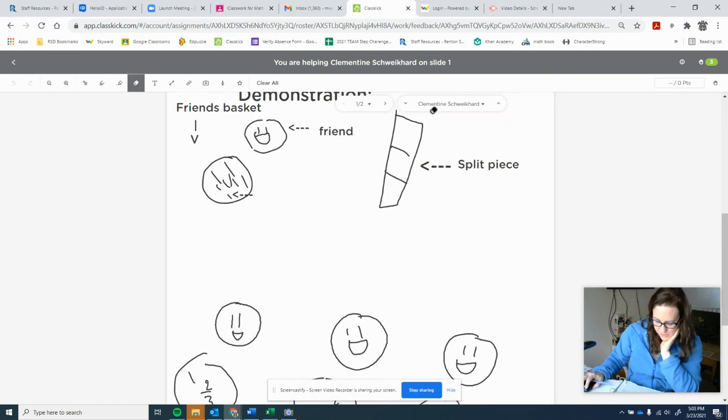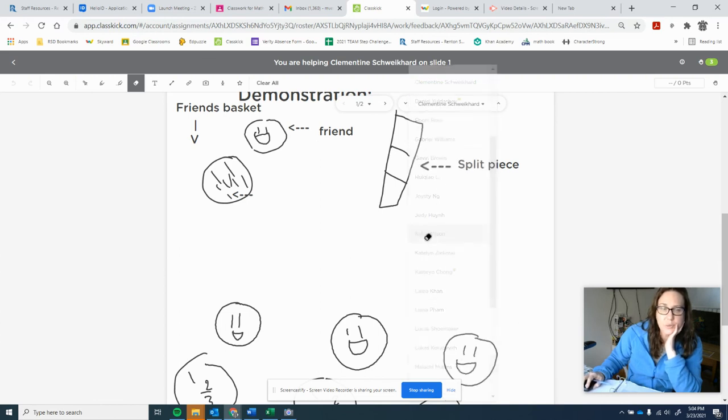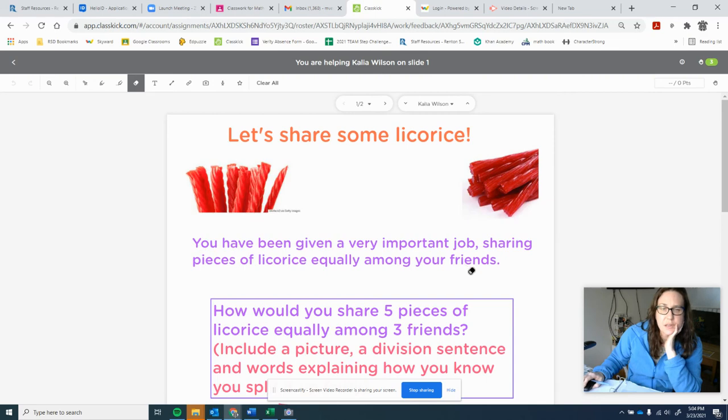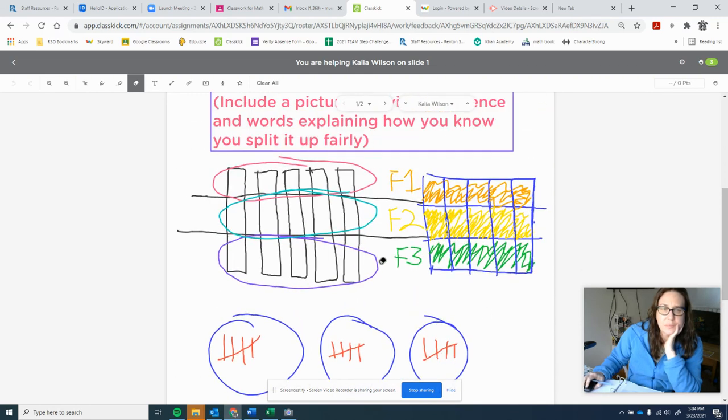Next one I want to show you is Kalia. I'm going to show you lots of different ways that people represented this. Kalia also shared in class, so did Clementine. So Kalia did all 5 pieces and then split them all into thirds and basically said all of these go to friend 1. So they get 1/3, 2/3, 3/3, 4/3, 5/3. And then did the same for person 2 and person 3. So everybody got 5/3. So that's an improper fraction.